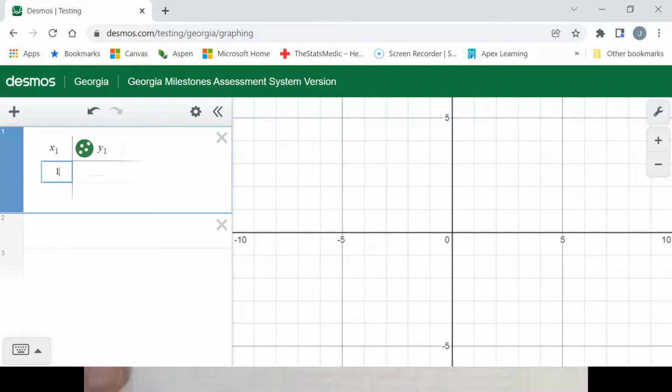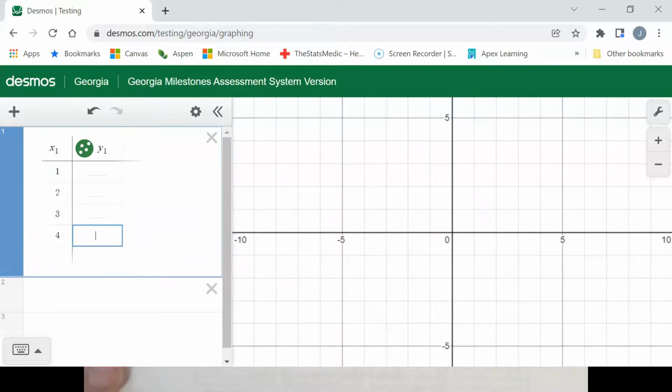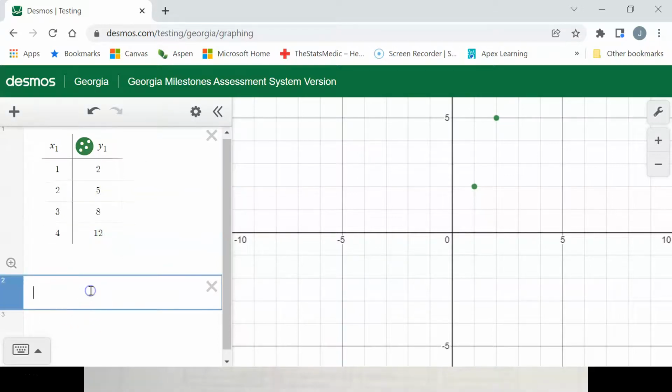I usually put all the X's in and then go back and put the Y's in. 2, 3, 4. Then I go all the way back up to the top, and I have Y values of 2, 5, 8, and 12. All right. Now, the next step says, click below the table to start a new line. So right down here, click to start your new line.